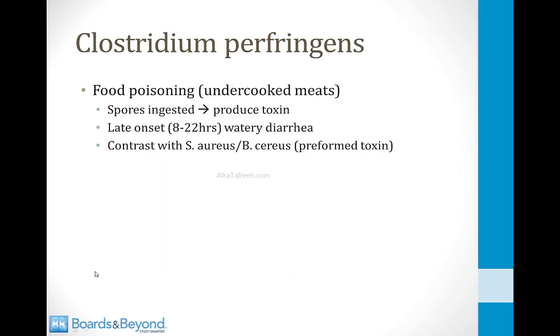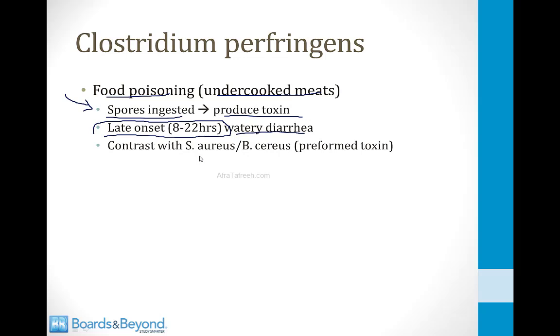Clostridium perfringens can also cause food poisoning, especially if you eat undercooked meats. So the spores get ingested and then the bacteria grow and produce toxin. This gives you watery diarrhea, which is what a lot of forms of food poisoning can give. What's special about Clostridium perfringens is that the diarrhea has a late onset of 8 to 22 hours. The reason for this is because you're ingesting the spores, so you don't get sick until the spores have time to germinate and produce toxin.